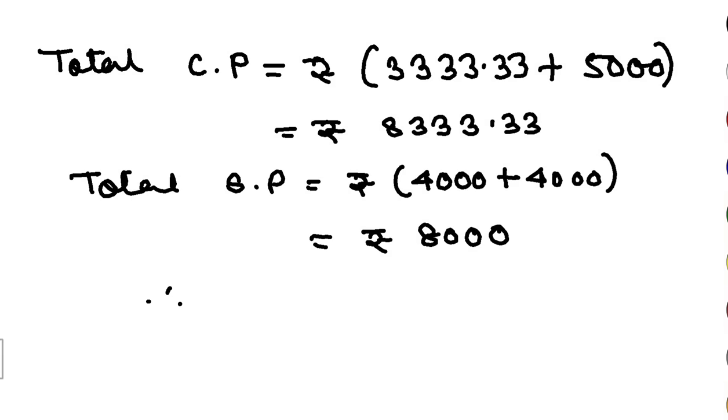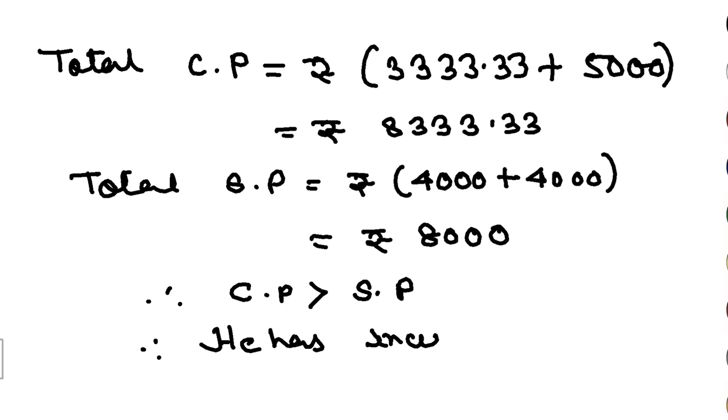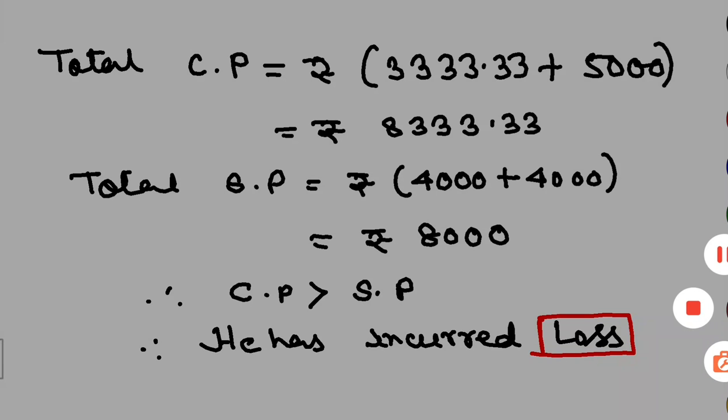Now since your CP is greater than your SP, in the whole transaction he has incurred a loss, because your CP is greater than your SP. Done. So let's go to the last question, that is question number 10.